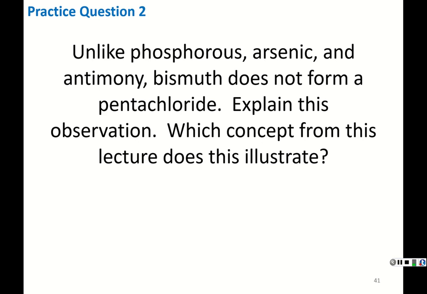Unlike phosphorus, arsenic, and antimony, bismuth does not form a pentachloride. Explain this observation. Which concept from this lecture does this illustrate? All right, so you have to look at the periodic table. You see that phosphorus, arsenic, antimony, and bismuth are all in the same group. Bismuth is far enough down that the inert pair effect comes into play, so it's less reactive than we'd expect. So this would be the inert pair effect.